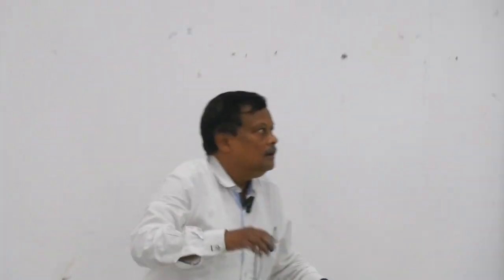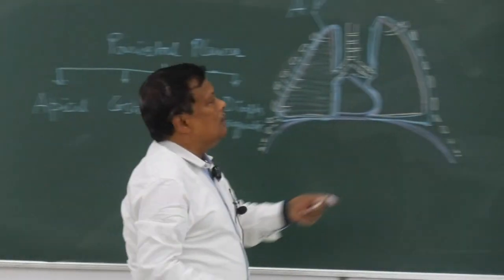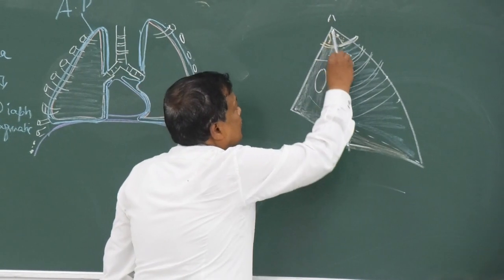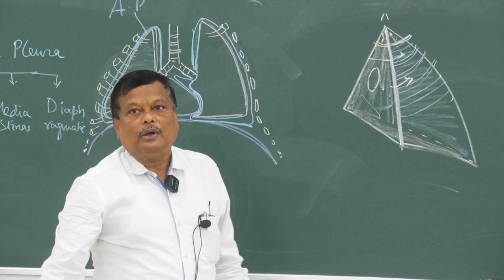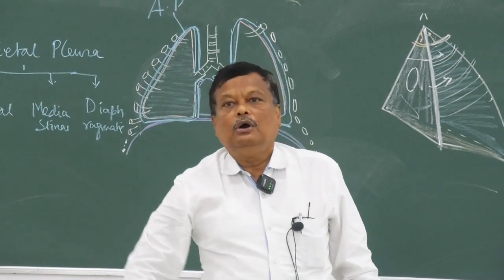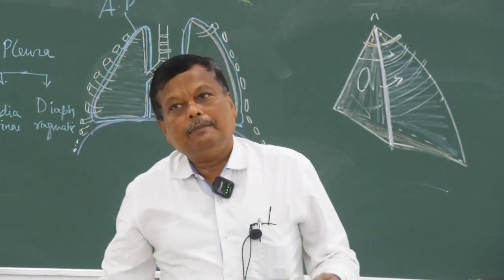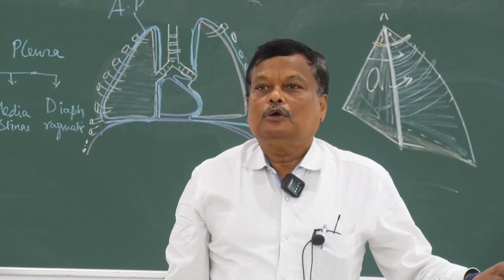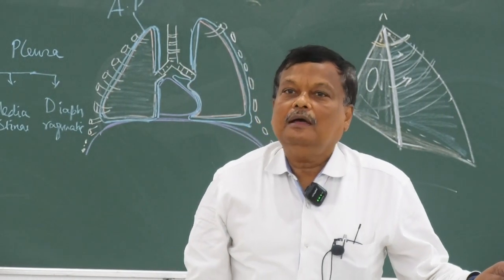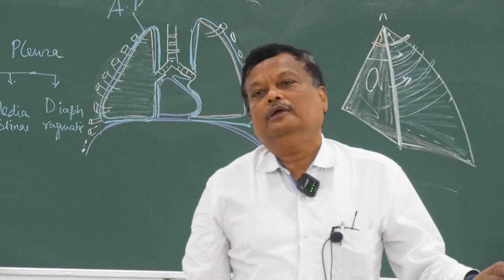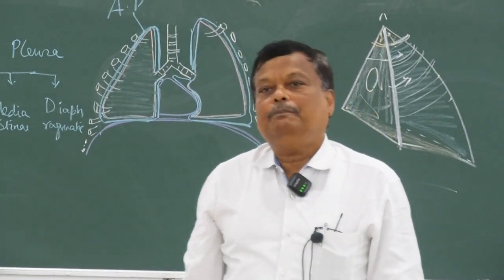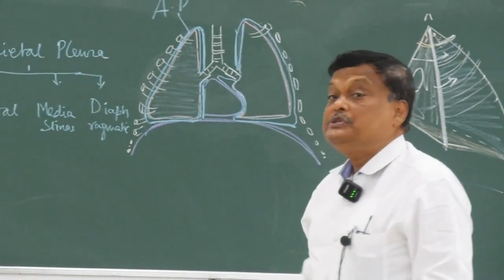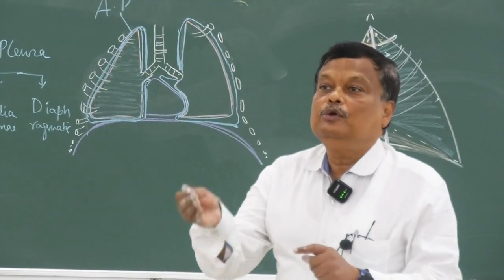Similarly, this mediastinal pleura along a line is continuous with the costal pleura, and this line we call the costo-mediastinal line of pleural reflection, which differs in the two lungs. Why?